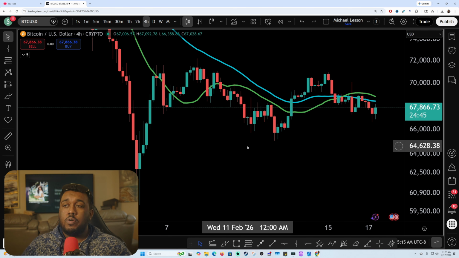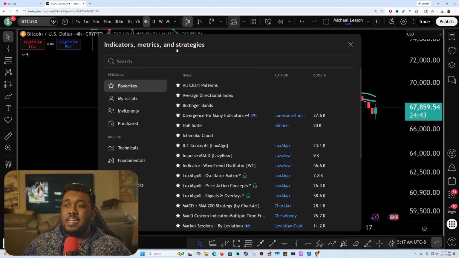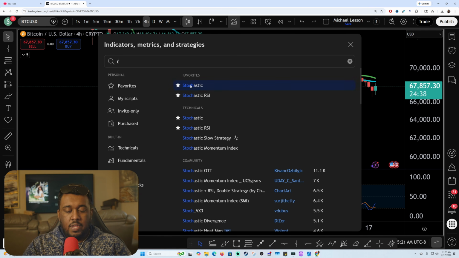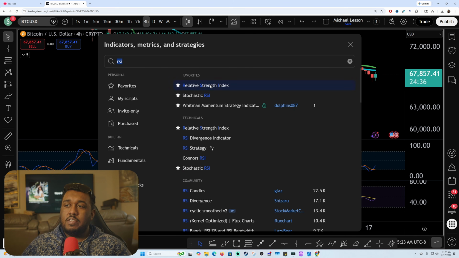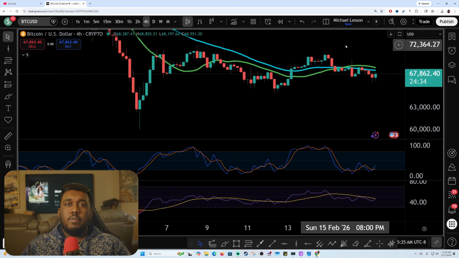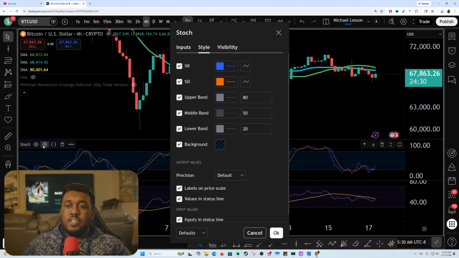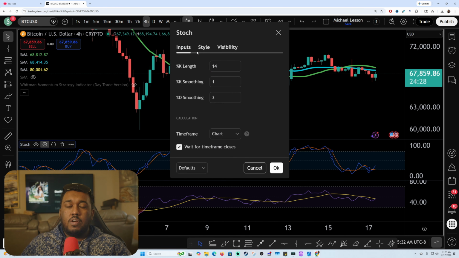strategy 100% works. Now, of course, go over here to indicators, metrics, and strategies. Type in stoch for stochastic indicator right here. Next up, go to RSI and choose relative strength index. This is going to be the core of the strategy that you guys know and love already. Next up, we're going to change the settings of the stochastic. We're going to start off with the inputs.